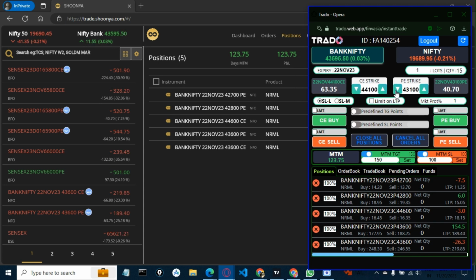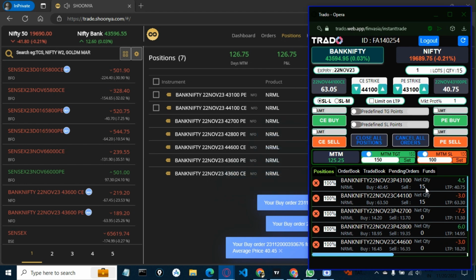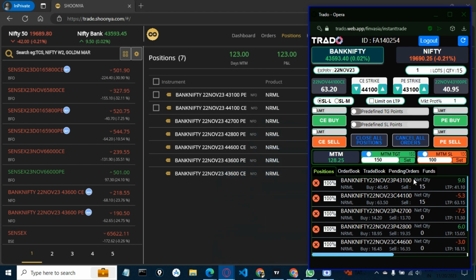Here also we will take one OTM strike price. Simply buy. See, I bought one call and one put. When this MTM goes to 150 rupees, it will exit all my positions, and when it goes to 100 rupees, it will also exit all my positions. We will decrease this MTM target to 135 rupees, or I can set it to 140 also. I just want to see how my positions are getting exited.